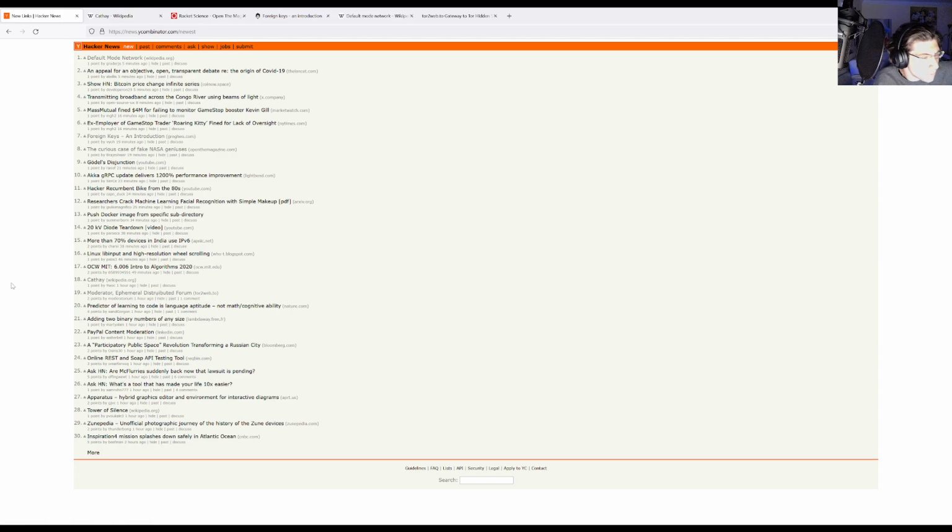There's a typo too. Predictor of learning to code is language aptitude, not math cognitive ability. Oh, language aptitude. No way. Adding two binary numbers of any size. People content moderation. A participatory public space revolution transforming a Russian city. Online REST and SOAP API testing tool.